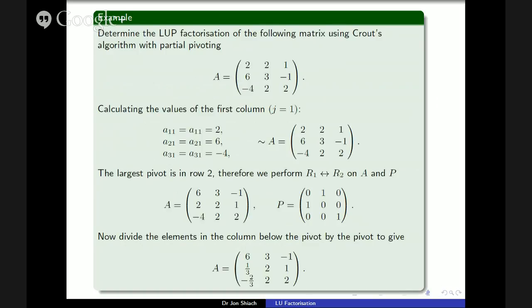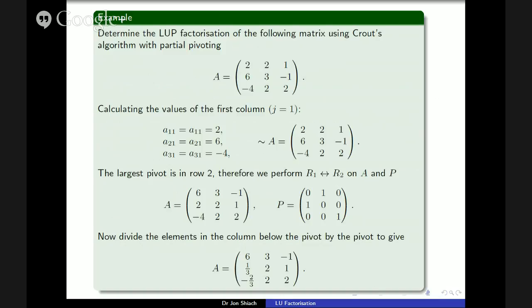Then you do the pivot. So the largest pivot is in row 2, which is 6. So we do row swaps on both A and P. So swap row 1 and 2 on A and swap row 1 and 2 on P.